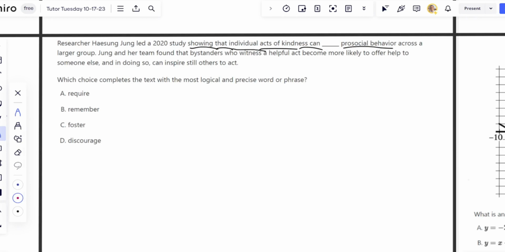To me, there's one word that immediately stands out, and that's foster, right? Because discourage is too negative for this context, where we're saying kindness and pro-social behavior and inspiring others. Foster would make sense because it inspires or fosters or brings about this kind of change. Require and remember don't really fit in this context because we're not talking about memory, or about enforcing something, just that this is something that happens as a result.